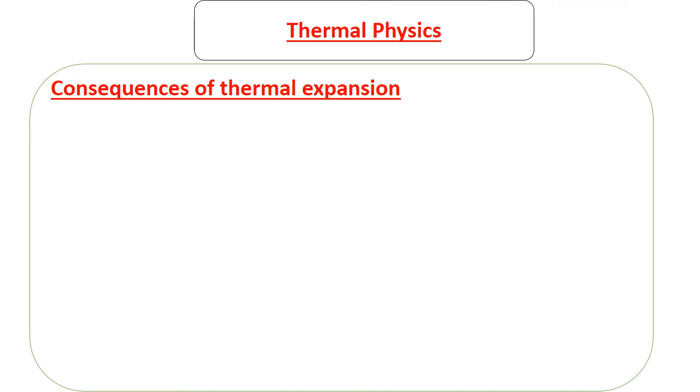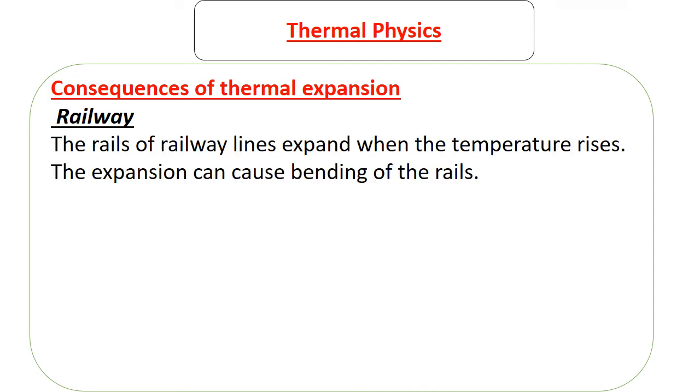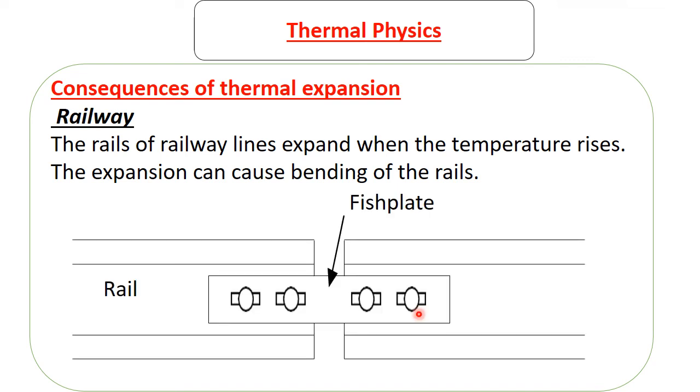So yeah, those are good things we can do with thermal expansion. What are some of the bad things? I'll just mention one. In railway, the rails of railway lines expand when temperature rises. The expansion can cause bending of the rails. So usually the way they are put, it's like this. There is always a gap here. The reason is to allow this to be expanding.